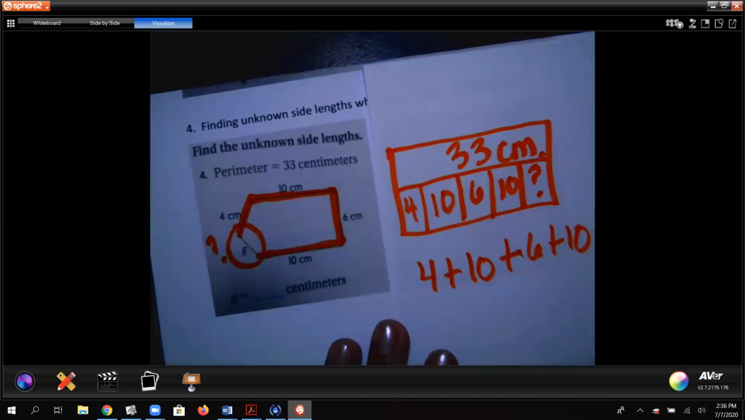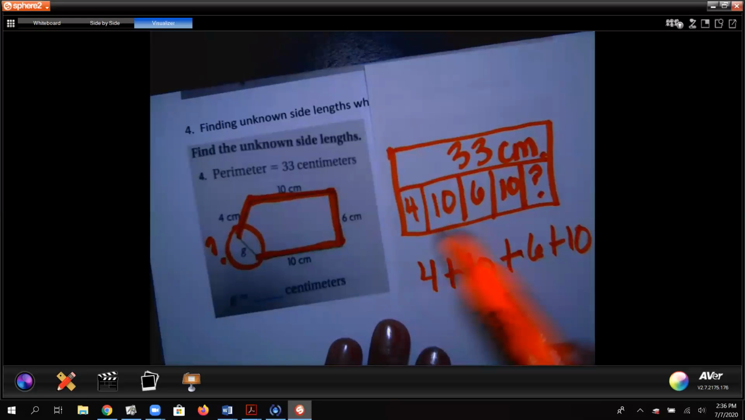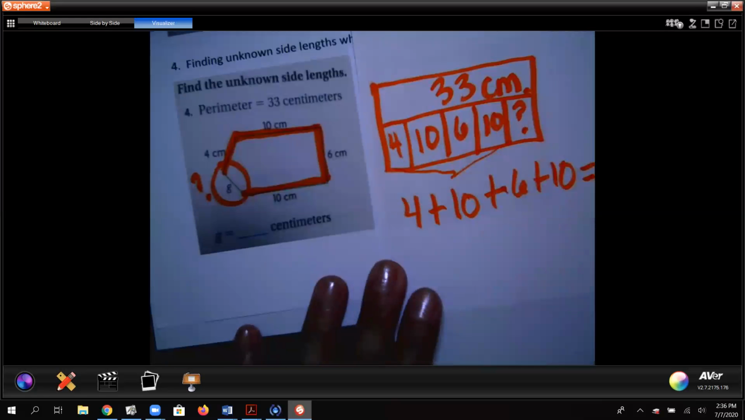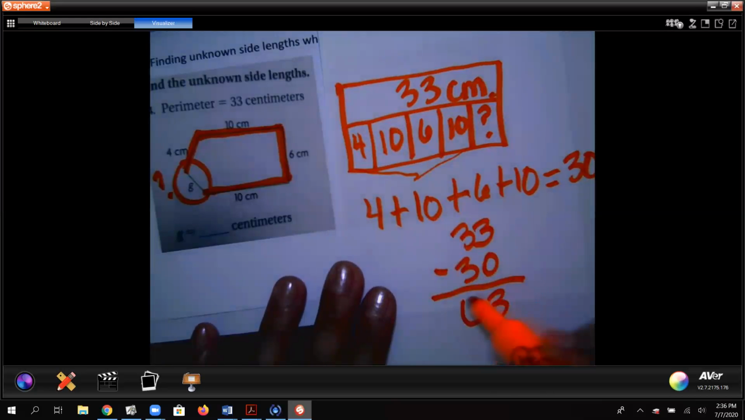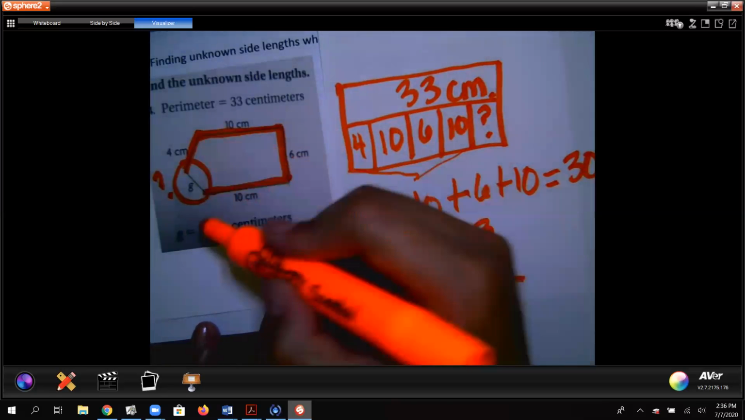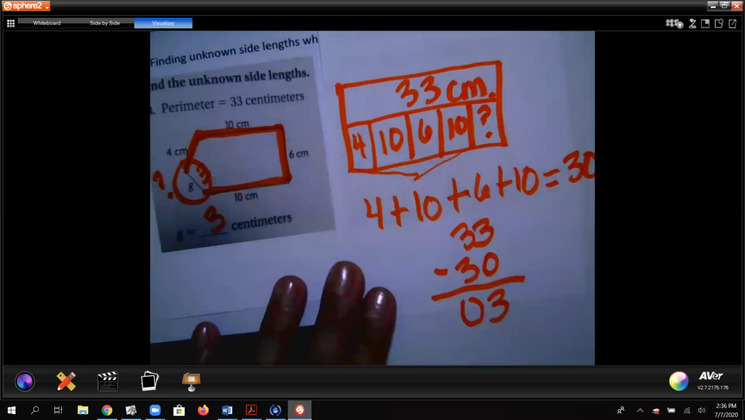Now, that's not my answer, is it? I know that this part together is 30. To find the missing part, we have to subtract 33 minus 30. And that gives me 3. So G equals 3 centimeters. This missing piece is 3.